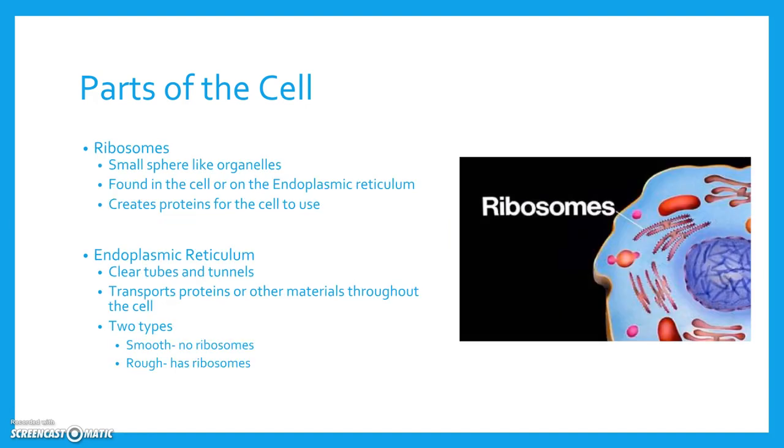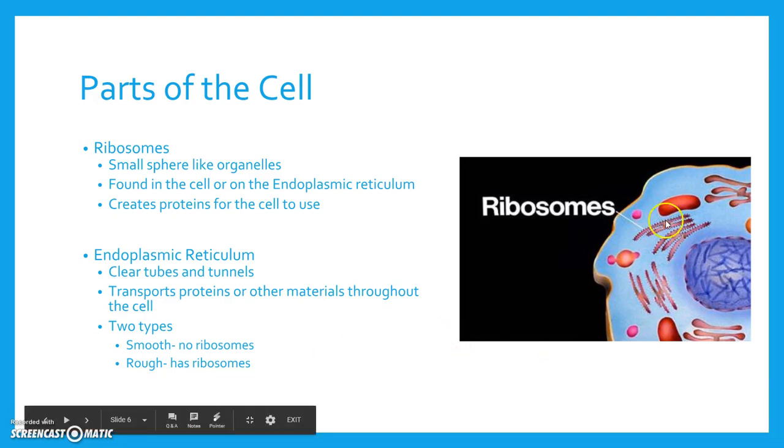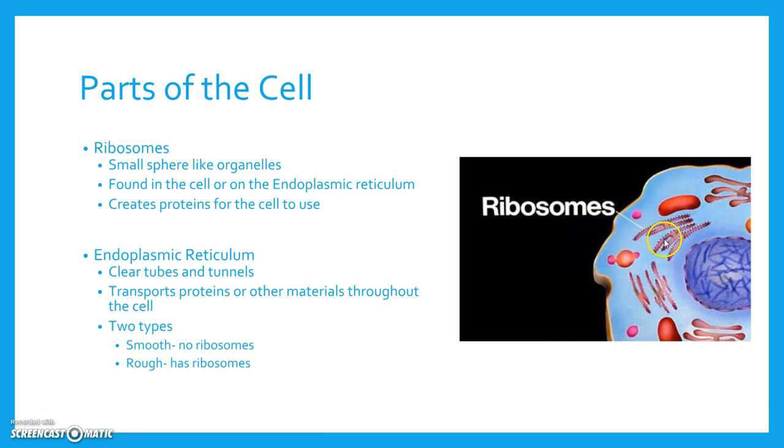Then there are the ribosomes. These are small, sphere-like organelles, and they're found in the cell or on the endoplasmic reticulum, which we'll talk about in a minute. They create proteins for the cell to use. It's like a factory. The endoplasmic reticulum basically transports these proteins throughout the cell. And there are 2 types. There's smooth endoplasmic reticulum, or ER, which has no ribosomes on it. It just transports. And then there's rough, which has ribosomes on it. In this picture, here we have some rough ER, which has the ribosomes on it. You can see how that looks. And then some smooth is over here. So there aren't any ribosomes. These just transport. These make the proteins and transport.